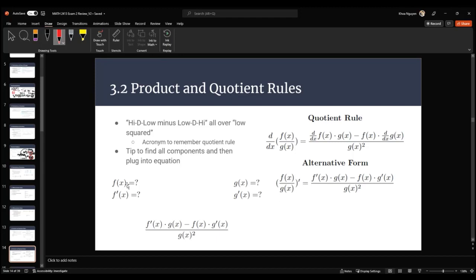What else? So this is just the format that you use. You can use this format for both product and quotient rule. It's just defining the things that will be involved, and then you just stick them into the formula.